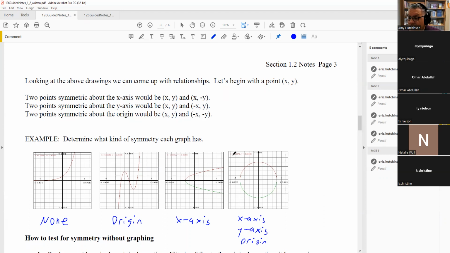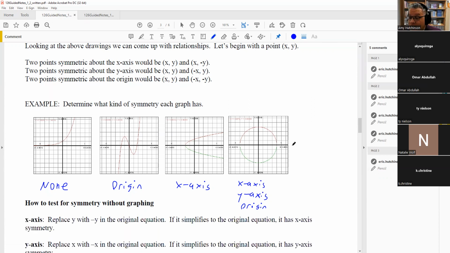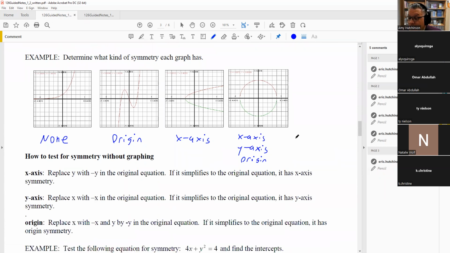So again, you can just use the pictures of the graphs. You can tell that directly just by looking at them, what kind of symmetry it has. But we're going to be moving on next to how to test for symmetry without graphing, and that's what we're going to take a look at here. I already have this written out in your guided notes. Again, as a reminder, these guided notes are all going to be found within MyOpenMath or on my website.